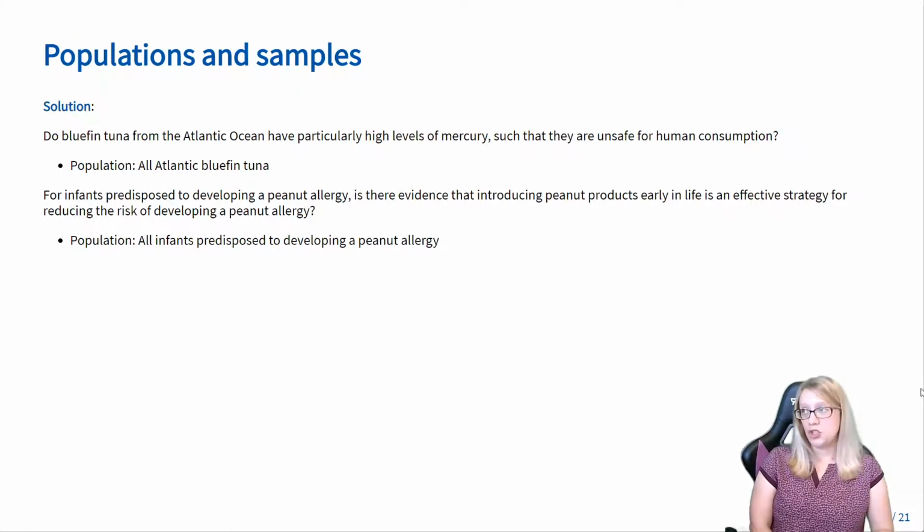Second research question: for infants predisposed to developing a peanut allergy, is there evidence that introducing peanut products later in life is an effective strategy for reducing the risk of developing the allergy? Our population of interest: all infants predisposed to developing a peanut allergy. Whatever that predisposition means or represents, that is the group that we care about.